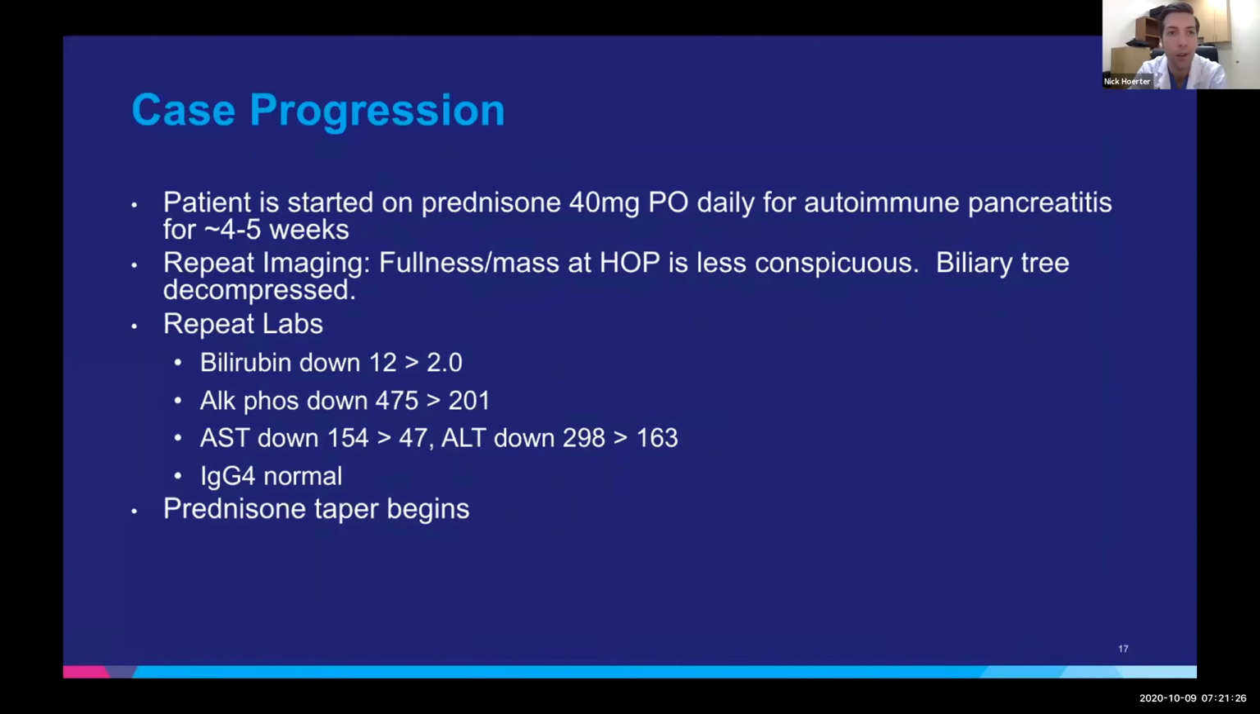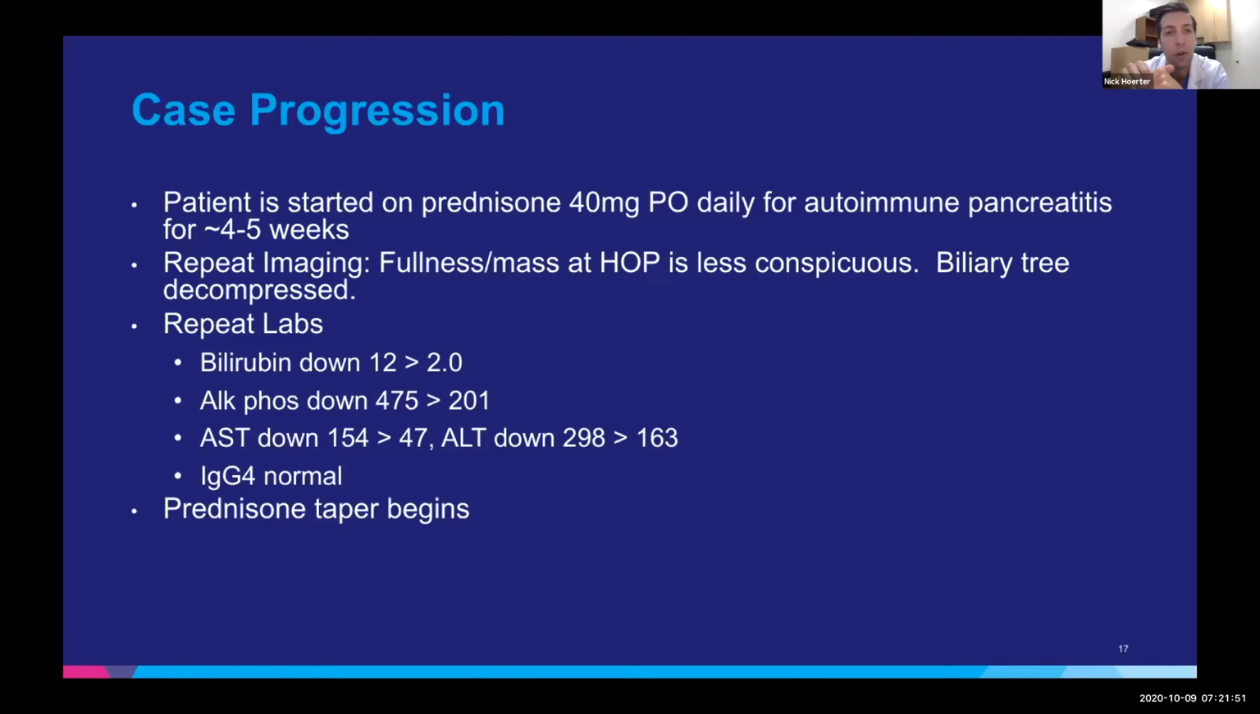All right. So based on that biopsy and the presumptive diagnosis of autoimmune pancreatitis, the patient was started on prednisone with the standard treatment for autoimmune pancreatitis. He stayed on that for 4 or 5 weeks. He had a repeat imaging. There was still some fullness in the pancreatic head, but maybe less conspicuous. The biliary tree was decompressed adequately by the stent, and his labs improved. So his bili came down, AST, ALT, alk phos came down.